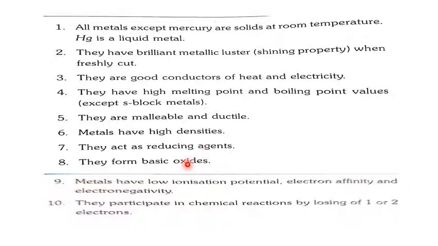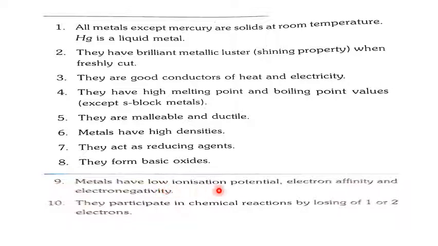They form basic oxides. Metals form basic oxides. Metals react with water and form hydroxides. Sodium is a metal that forms sodium hydroxide, which is a basic hydroxide. Okay, next, aluminium forms a basic oxide, that is Al2O3, like that.